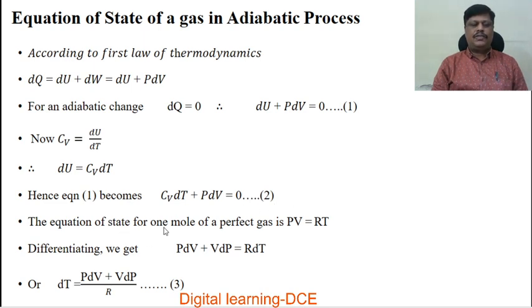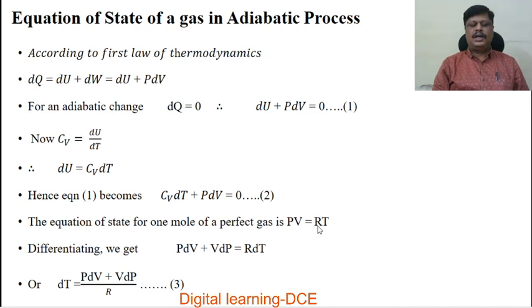The equation of state for 1 mole of perfect gas is given by PV is equal to RT. For n moles, PV is equal to nRT. For 1 mole of a gas, PV is equal to RT. Differentiate this equation, we get.